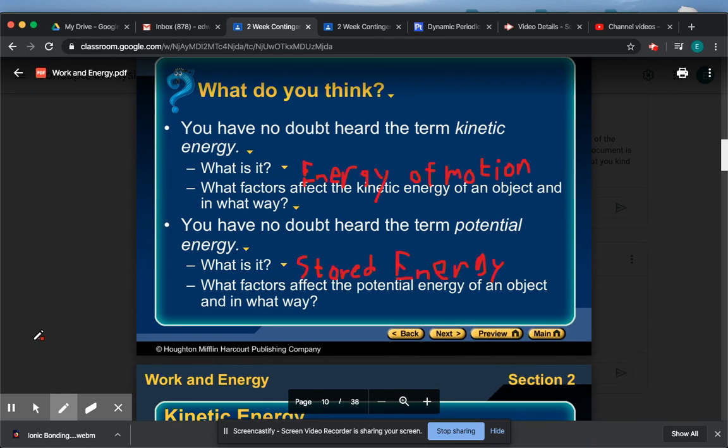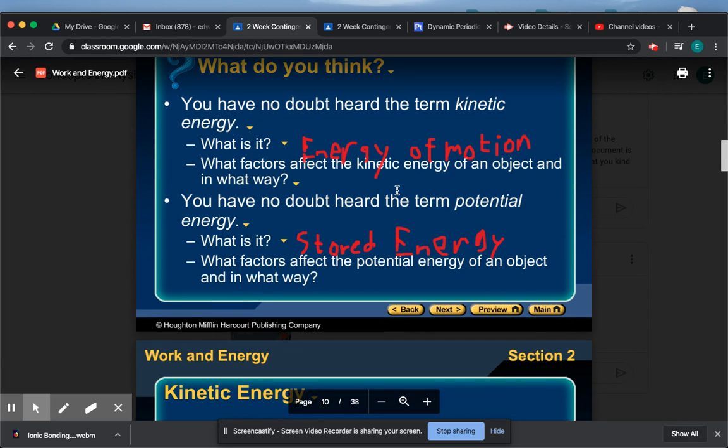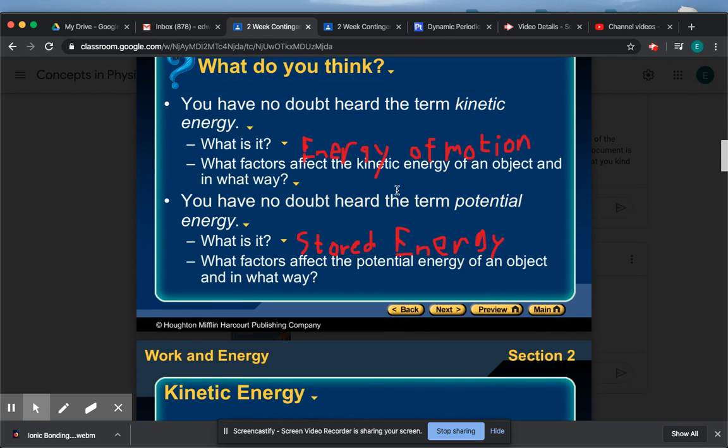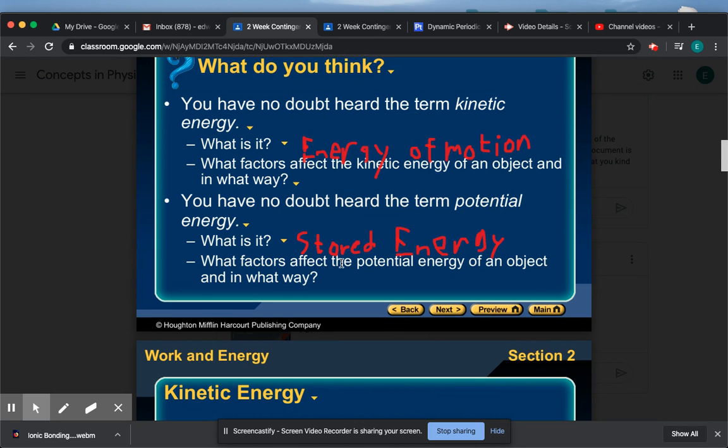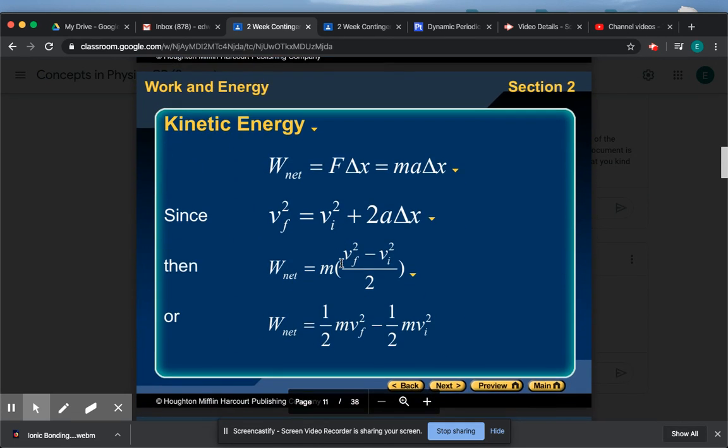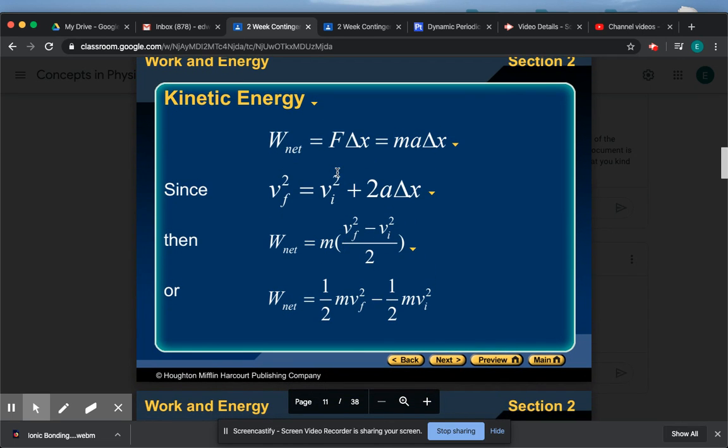You can also think about it in terms of height, but I'm going to stop there. As we go through the slides, we'll get plenty of examples. So just know kinetic energy is the energy of motion, and potential energy is stored energy, and you can store it in a number of ways. Okay, so work, if you remember from the first section, is force times displacement.